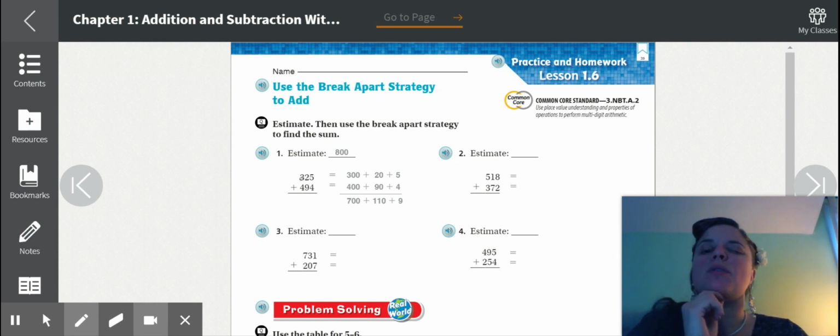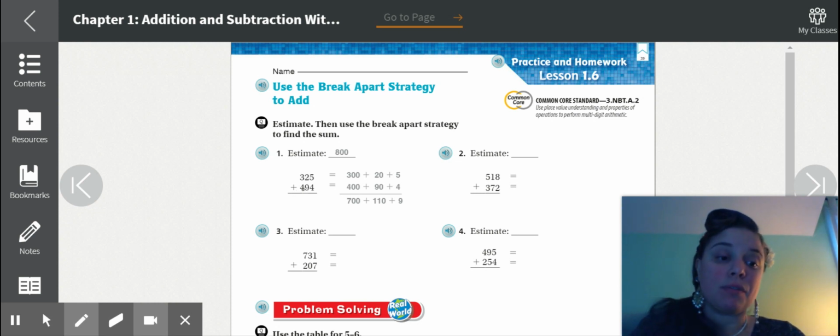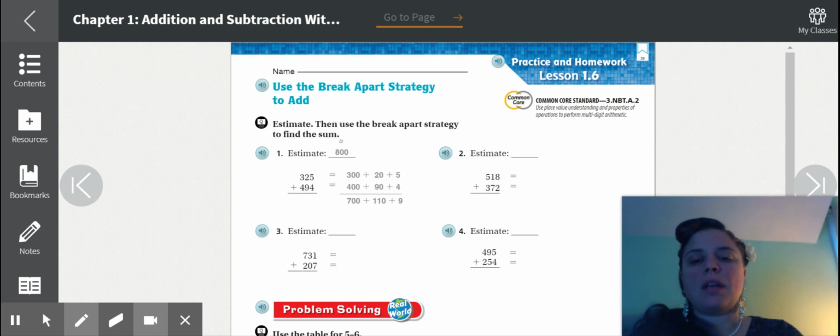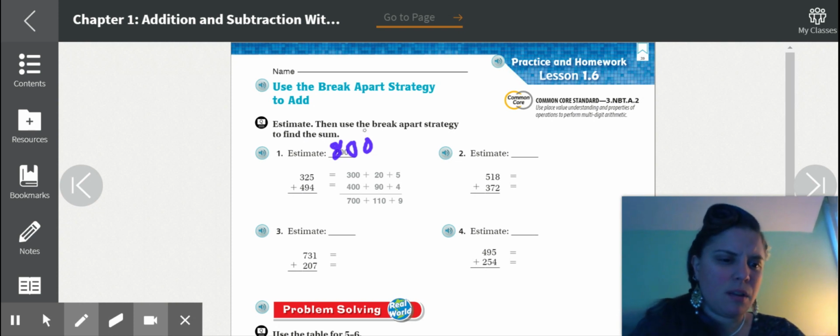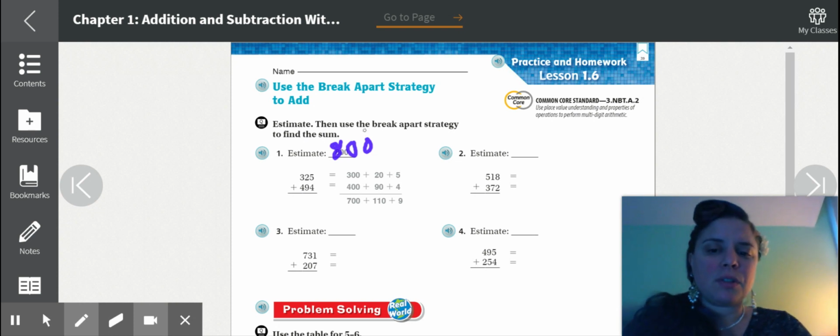325 is kind of close to 300. And 494 is kind of close to 500. So then you have to add them in your head. What's 300 plus 500? About 800. So that's how they got the 800. They added them in their head, the estimate. So they kind of rounded them. They took a guess.